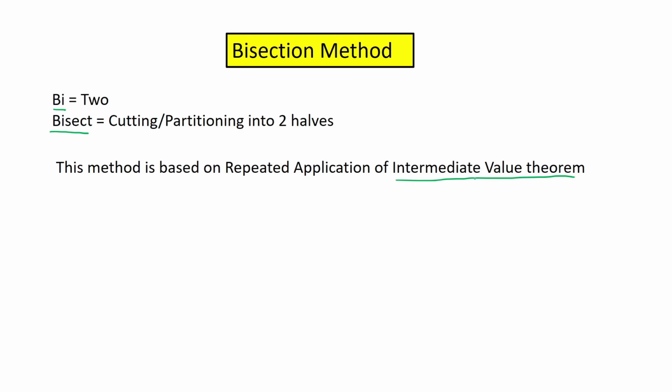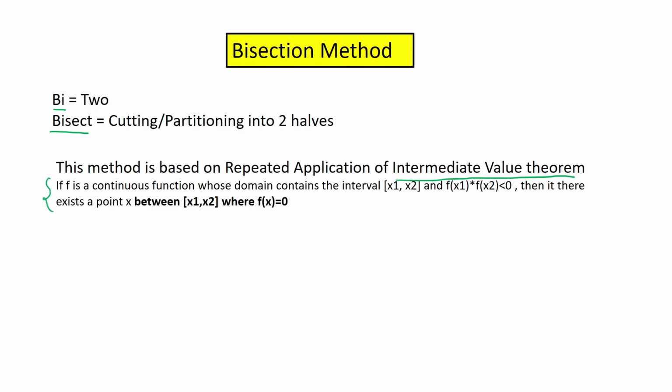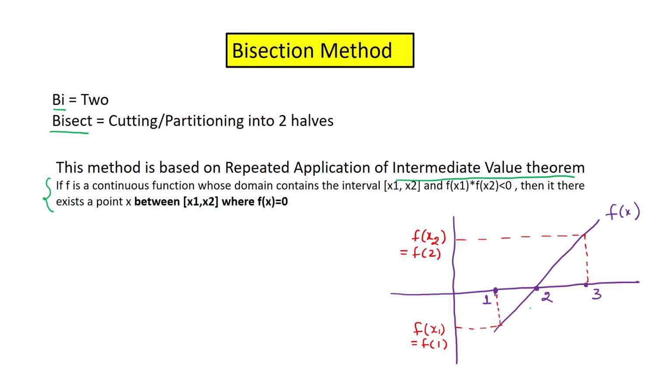Now, what does this theorem mean? This theorem is the basis for the bisection method. And this is a very simple theorem, or you can say a common sense theorem. So these are the two lines of description of the intermediate value theorem. Let's first understand it using an example. Here you can see I have drawn a function f(x) on the y-axis and the x-axis. And these are the points 1, 2, 3 on the x-axis.